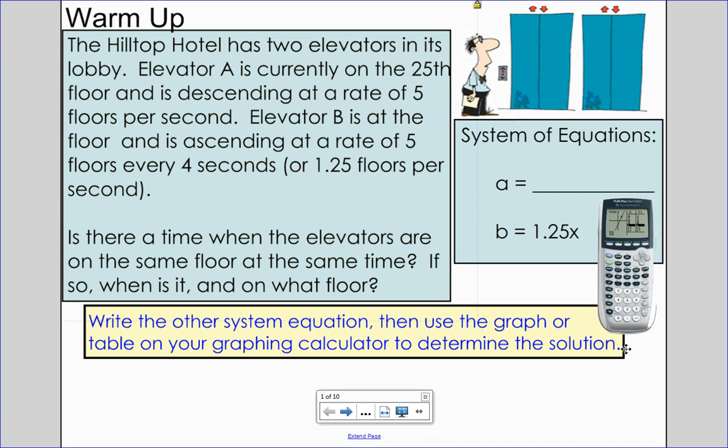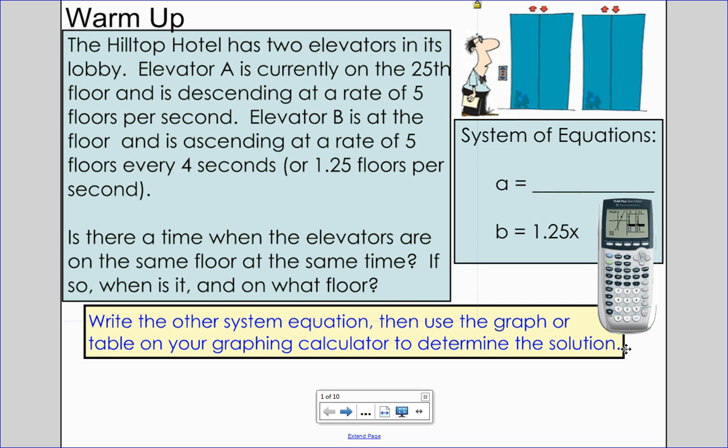Okay, on this problem it says the Hilltop Hotel has 2 elevators in the lobby. Elevator A is currently on the 25th floor and is descending at a rate of 5 floors per second. Elevator B is at the bottom floor. It is ascending at a rate of 5 floors for every 4 seconds.